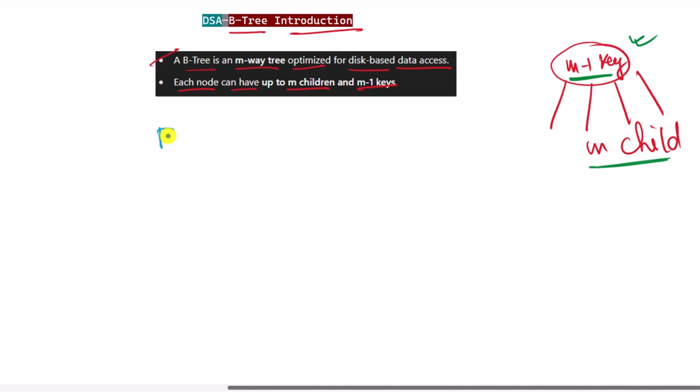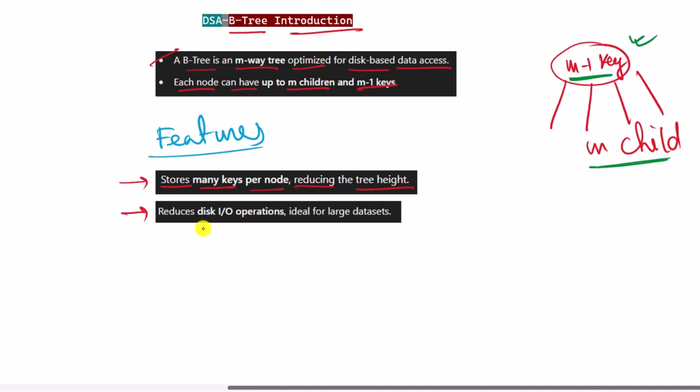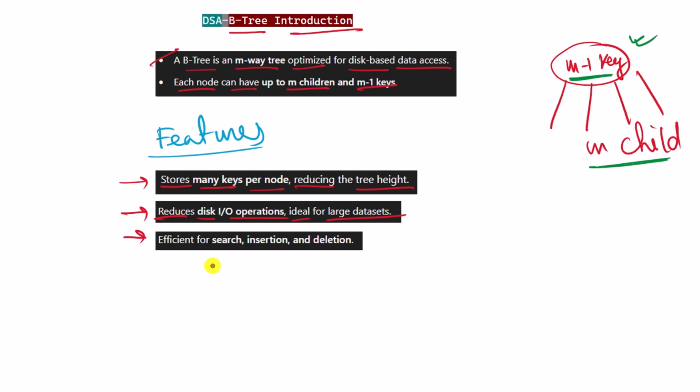So let's talk about some of the important features of the B tree. First of all, a B tree stores many keys per node, and because of this, the height of the tree is reduced. Secondly, it reduces the disk I/O operations, or input-output operations, so it is ideal for large datasets. And thirdly, it ensures a balanced structure and has consistent performance, so it is efficient for search, insertion and deletion operations.